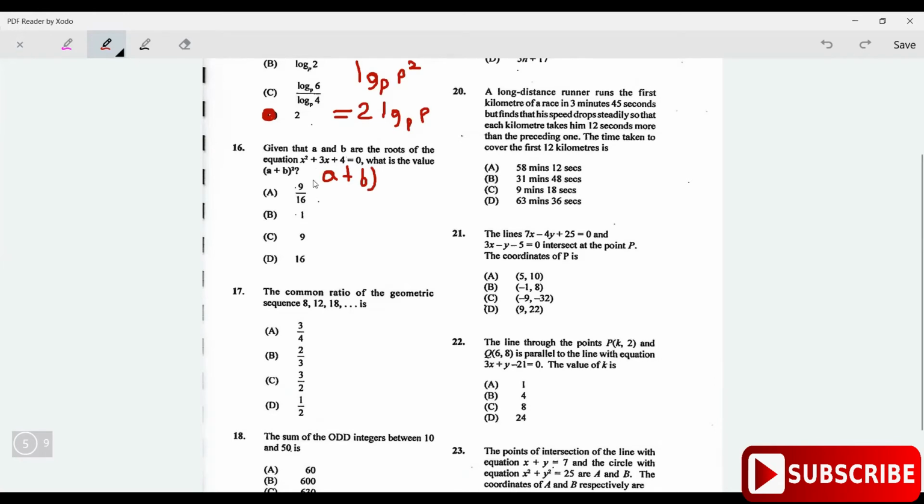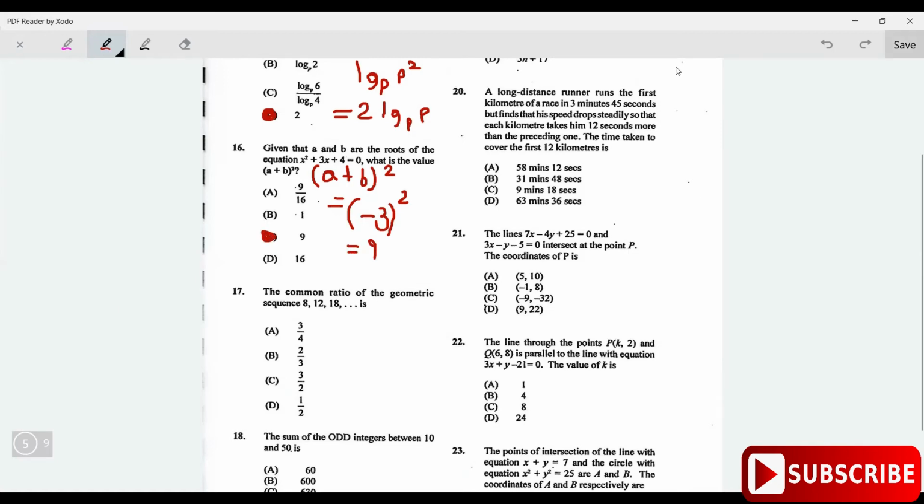a plus b all squared is, you need to write down what is a plus b. A plus b is the sum of the roots. The sum of the roots is negative 3. So that works out to be negative 3. That's a plus b. Negative 3 squared, and negative 3 squared is 9. So that's a plus b all squared.